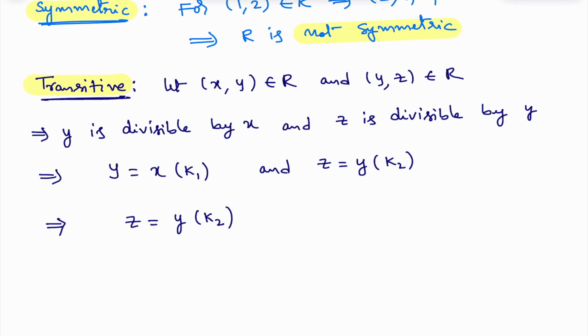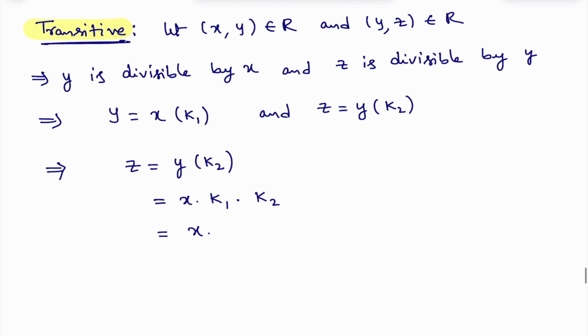Now you observe this further. Here y is there, and y can be written as x into k1. Then this is x into k1 into k2. Here k1 is an integer and k2 is an integer. If I multiply these two integers, again I'll get an integer, so I'll write it as k3, where k3 is the integer that we get when we multiply k1 and k2.